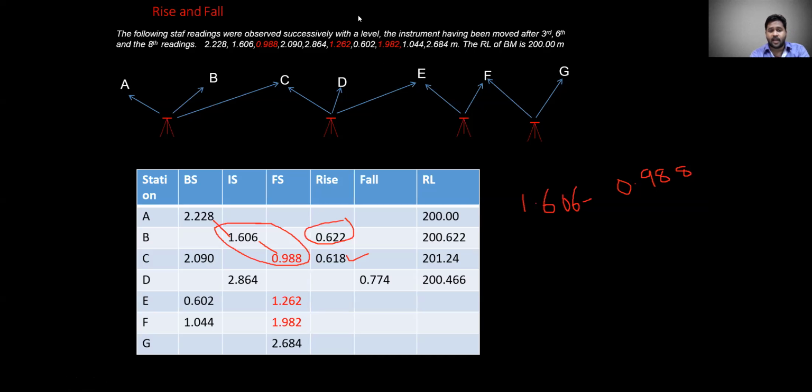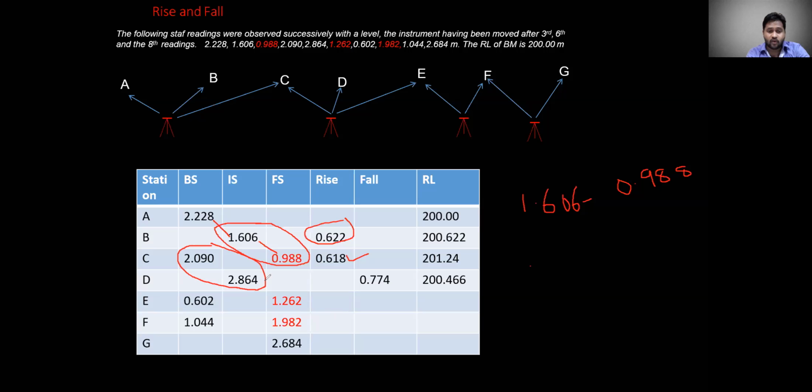Okay, I need to subtract the backside of this from this value. I need to subtract from here this one, the backside and intermediate side, that is 2.090 minus 2.864. So you are getting minus 0.774. If minus indicates fall, we write the value in place of fall. To subtract this, we write this value here, that is fall.